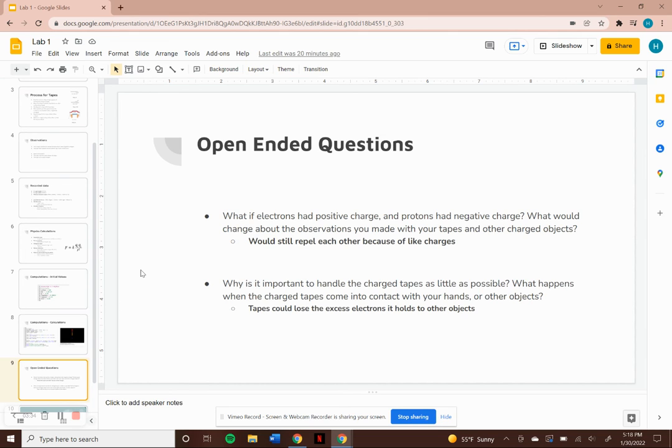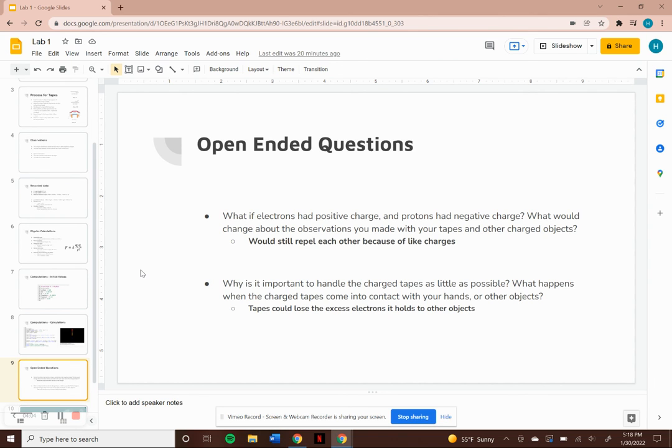So for some questions that will help us think about the situation: what if electrons had positive charge and protons had negative charge? What would change about the observations you made with your tapes and other charged objects? They would still repel each other because of like charges, because it doesn't matter if they're both positive or negative. As long as they're the same, they will repel each other. If, let's say, they were opposite, they would then attract each other. It doesn't matter what the charge is.